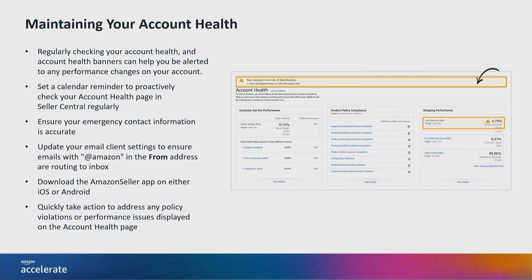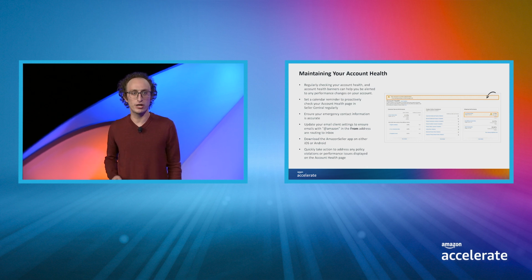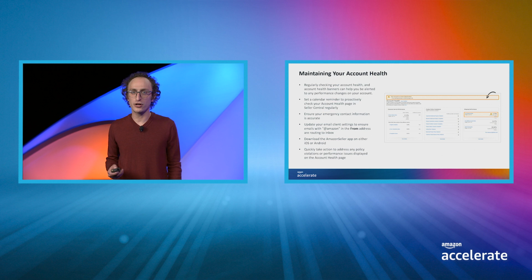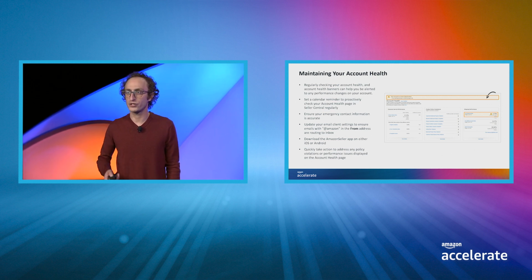As you'll see on the slide, when there is an issue, you may notice an exclamation point next to a given policy or metric, or in some cases a banner at the top of the screen when an account health issue has been identified. Follow the instructions in that banner to address that issue before it escalates and becomes a larger issue for your selling account. There are a couple easy strategies that you can follow to maintain great account health on an ongoing basis.